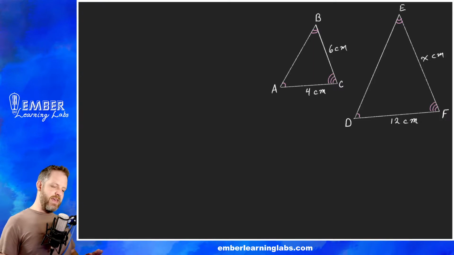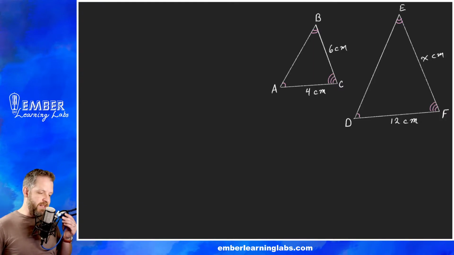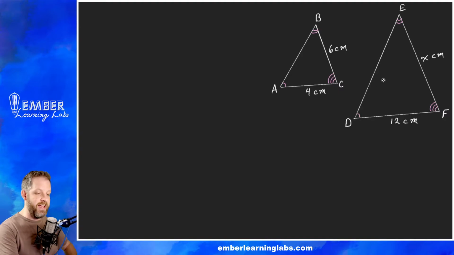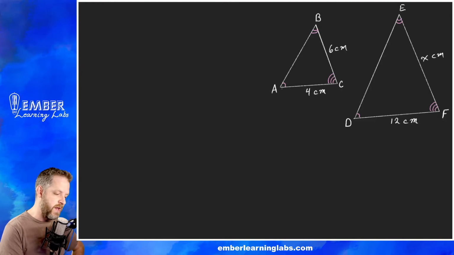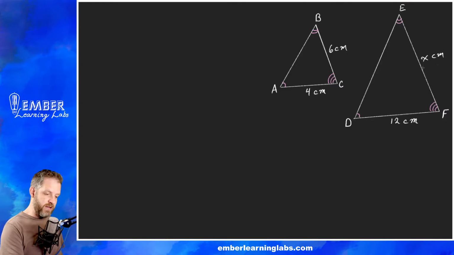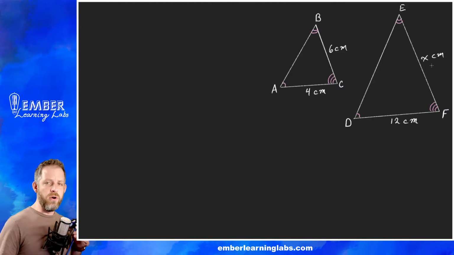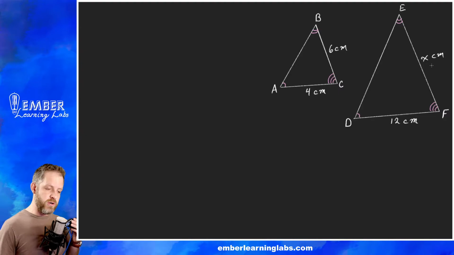Okay, let's look at an example of using those facts. If we have these two similar triangles, what these little pink marks are telling us is that these two triangles are similar because all of their angles are congruent. So A is congruent to D, B is congruent to E, and C is congruent to F. We're supposed to solve for the variable, in this case x. We're going to set up a proportion using the corresponding parts of this triangle, which is pretty easy for this one because it's all sitting in the same orientation.